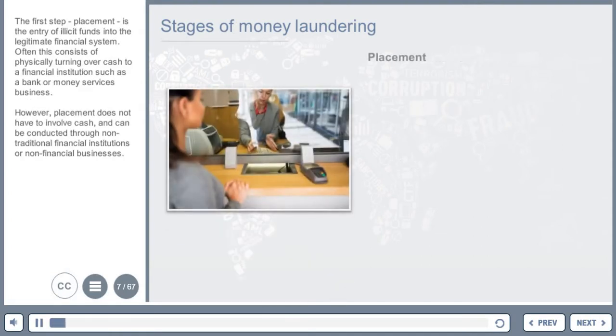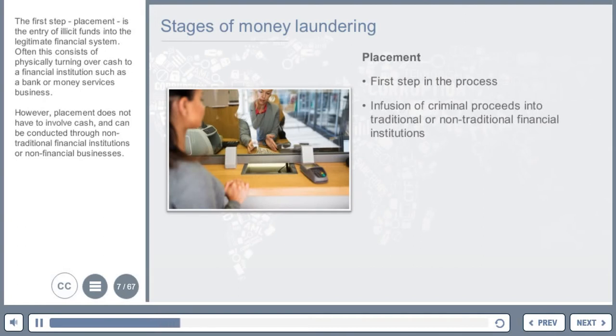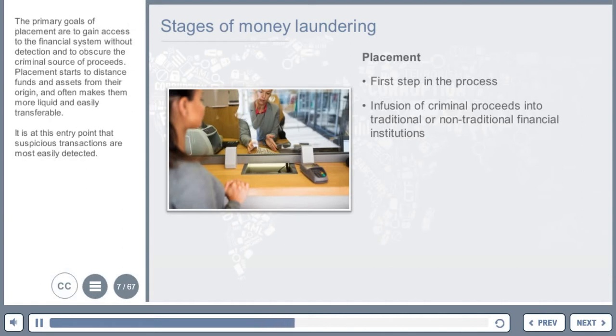The first step, placement, is the entry of illicit funds into the legitimate financial system. Often this consists of physically turning over cash to a financial institution such as a bank or money services business. However, placement does not have to involve cash and can be conducted through non-traditional financial institutions or non-financial businesses. The primary goals of placement are to gain access to the financial system without detection and to obscure the criminal source of proceeds. Placement starts to distance funds and assets from their origin and often makes them more liquid and easily transferable. It's at this entry point that suspicious transactions are most easily detected.